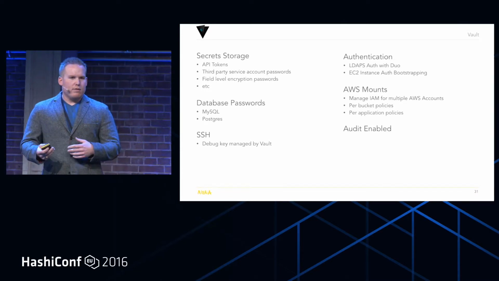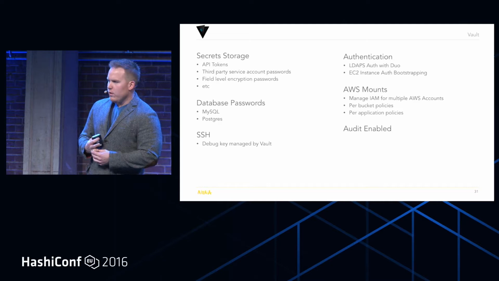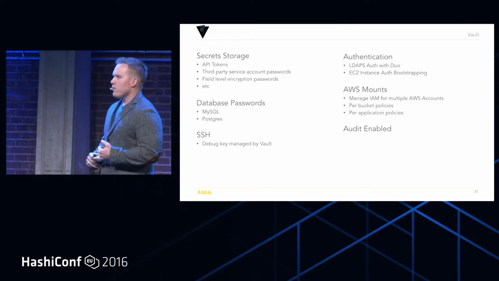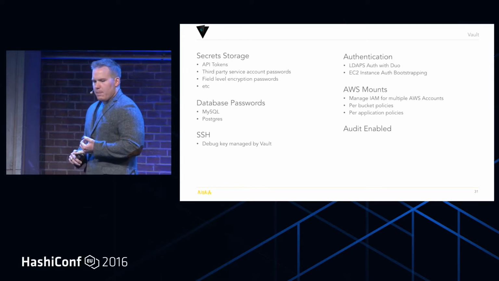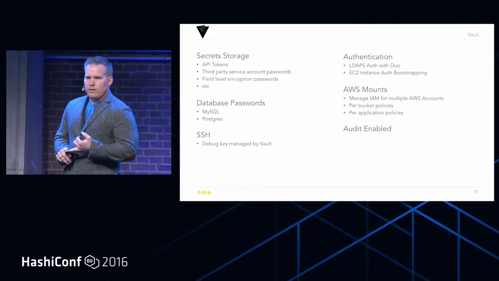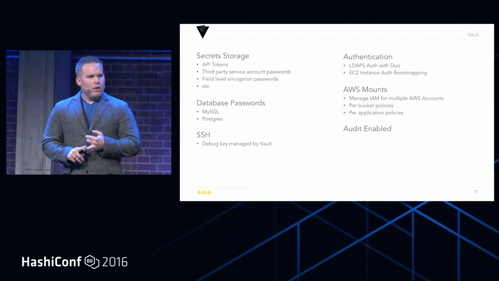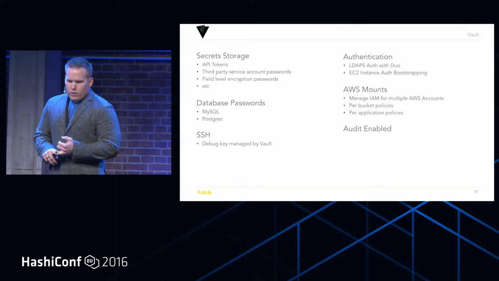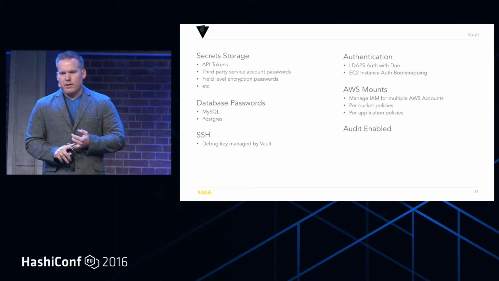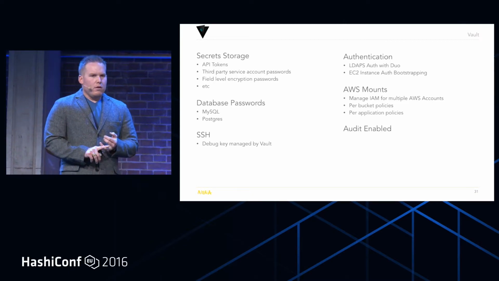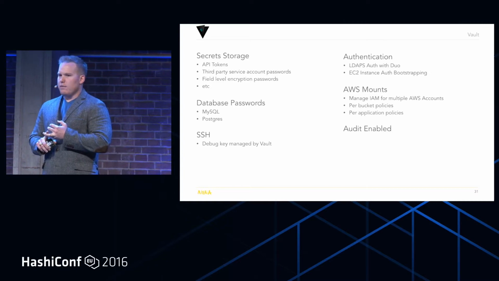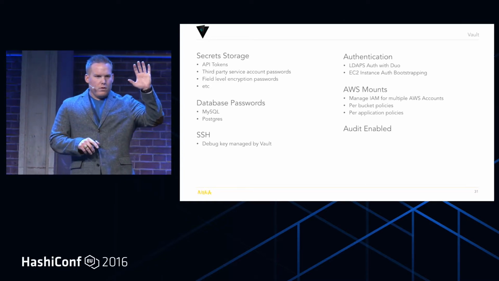So we may or may not store everything in Vault. But we use it as a database password backend. It controls all of our MySQL and Postgres users. Since Redshift is Postgres-based, you can use it for that as well. I'm not sure if anyone's doing big data within Redshift. We also use it as an SSH debug key managed by Vault. So who knew that with Vault, you could actually negotiate SSH creds to systems? Hopefully a lot of you.